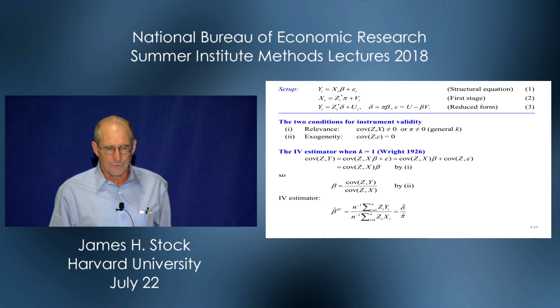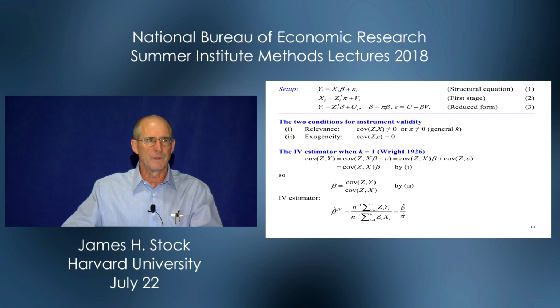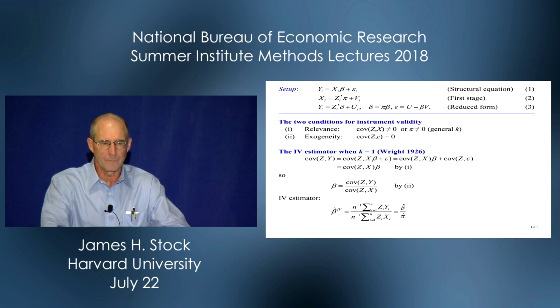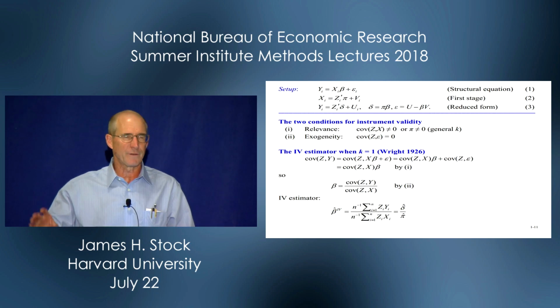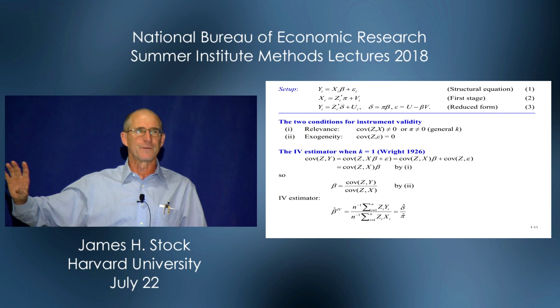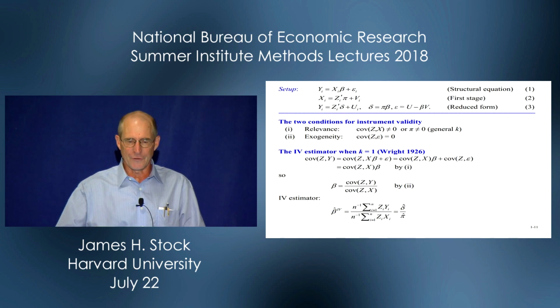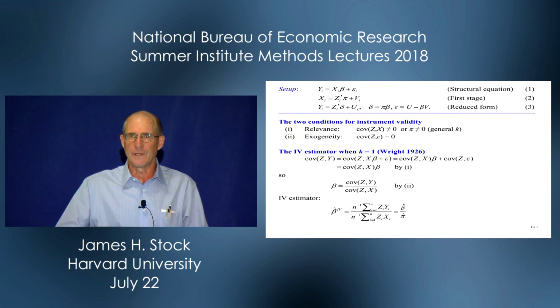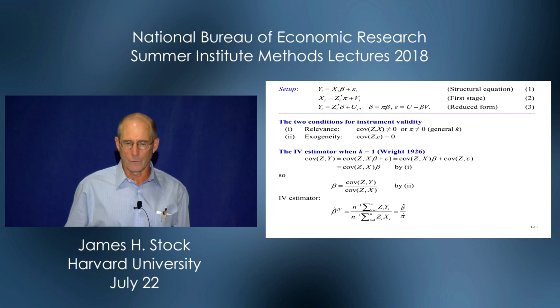Okay, so that's the setup, throwing away the control variables. There are two conditions for instrument validity: instrument relevance and instrument exogeneity. We're going to be assuming throughout that instruments are exogenous. That's part 2 of the paper. And here, this is just the technical thing having to do with making sure that the instruments are relevant. So that's what we're going to focus on.